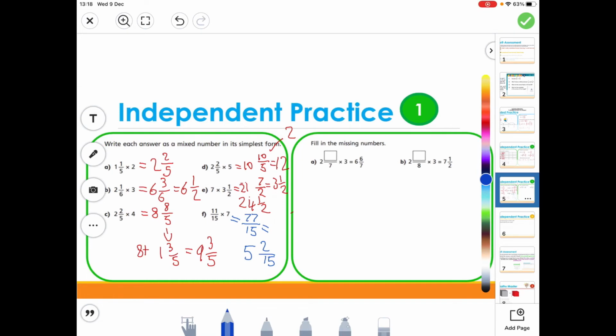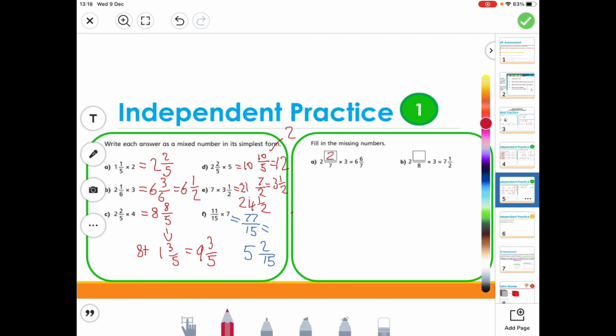The second part is fill in the missing numbers. So we've got 2 and something over 7 multiplied by 3 makes 6 and 6/7. Well, if I look at the whole numbers first, I know that 2 multiplied by 3 equals 6. So now I just need to look at the fraction part. The denominator stays the same, so this bit is correct. So something times 3 makes 6. I know that's going to be 2 and 2/7 multiplied by 3 makes 6 and 6/7.